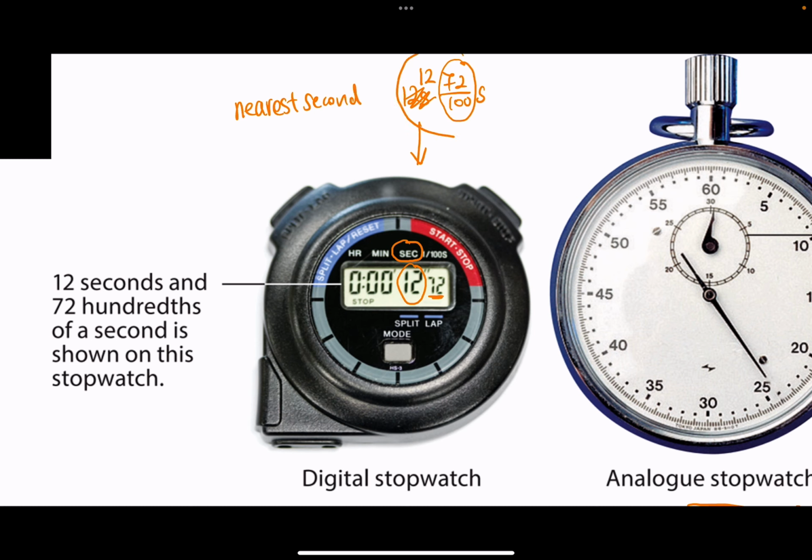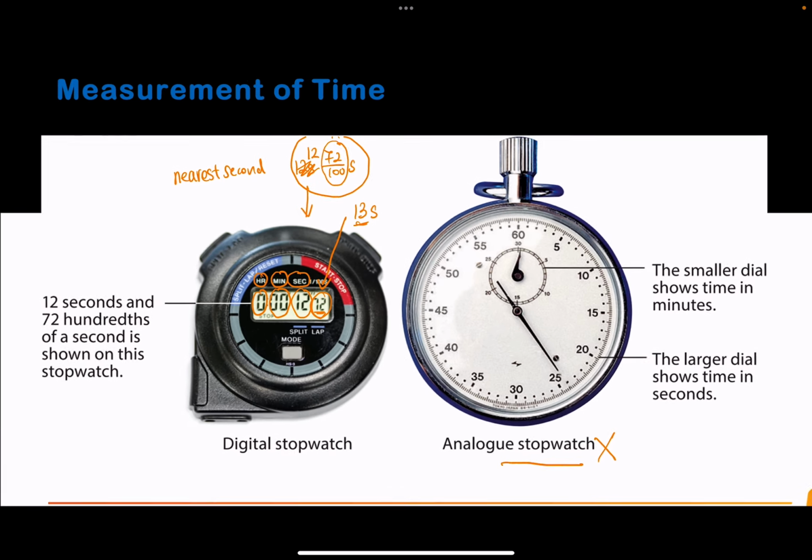So if I want to record this current value that I see on the electronic stopwatch as my result, I will actually record it as 13 seconds. Okay, since the value over here, 72, is higher than 50, we will actually round up the value to the nearest second. So from 12 it becomes 13. Then the next set of numbers here will represent minute followed by hour. Okay, so that is how you read the stopwatch. So you get a chance to try this out in the laboratory very soon.